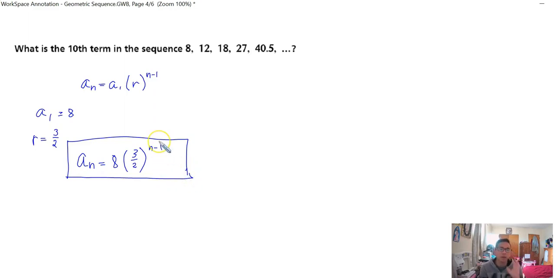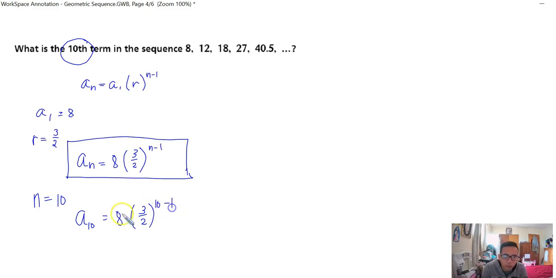we'll be using now, because the question there is where they're asking us to solve for the 10th term. Therefore your n here is equal to 10. Okay, so I have a sub 10 is equal to 8 times 3 over 2 raised to 10 minus 1. Basically, 10 minus 1 is equal to 9. So a sub 10 is equal to 8 times 3 over 2 raised to 9.